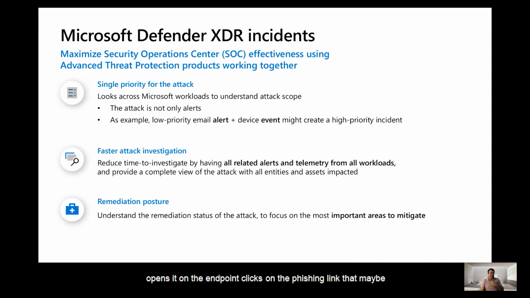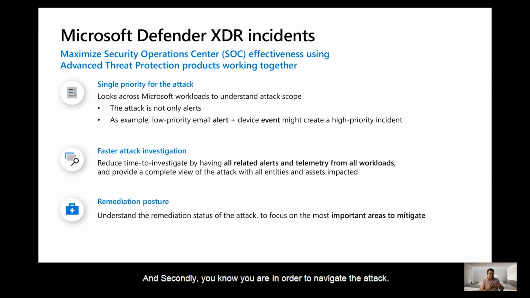Say, for example, a missed email threat, which is noticed at the email security layer, and when a user opens it on the endpoint and clicks on the phishing link, that may be just an event from an endpoint perspective. But both these together need the same priority, though one is an alert and the other is an event. Now, XDR fundamentally understands this nuance and ensures that the various events versus alerts get equal priority if they're part of a single incident. And that's where the overall narration of the story comes in.